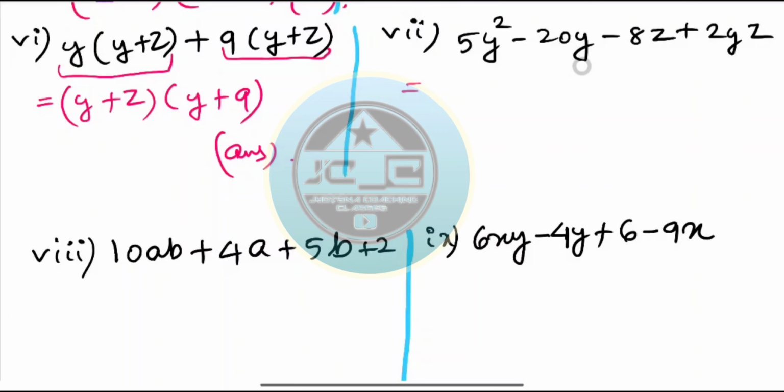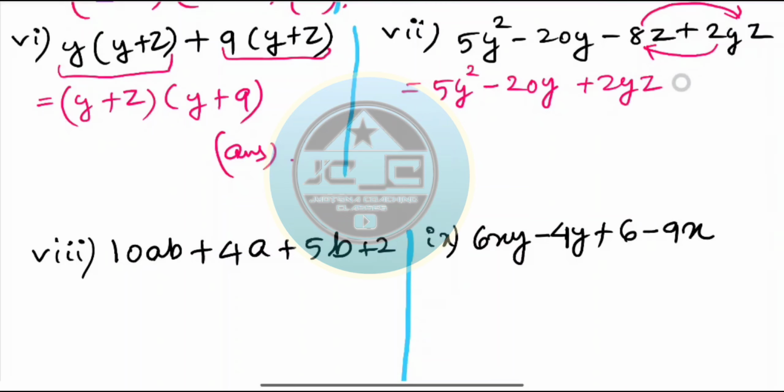Now in this question we have 5y square minus 20y minus 8z plus 2yz, right? So in this question you have to rearrange the terms. You have to rearrange a little bit. So by taking 5y square minus 20y, you have to rearrange. That means this one should be brought to this side, right? Clear or not? Now if you look at this, plus 2yz minus 8z.